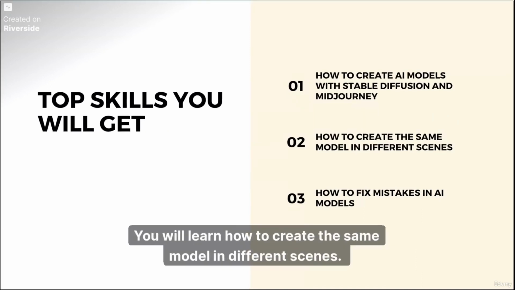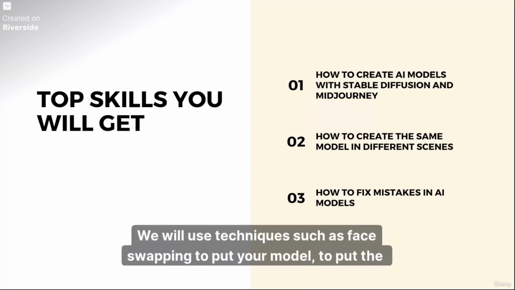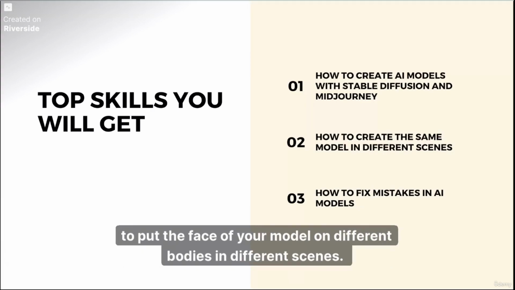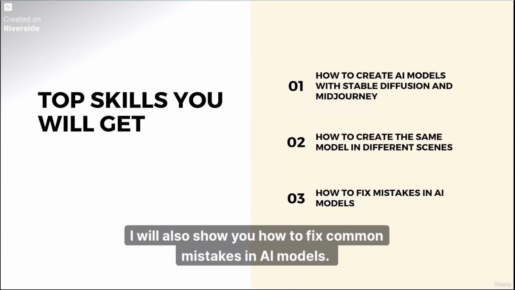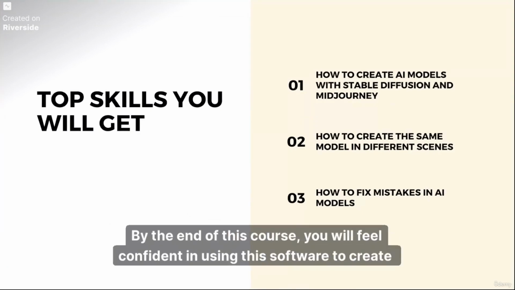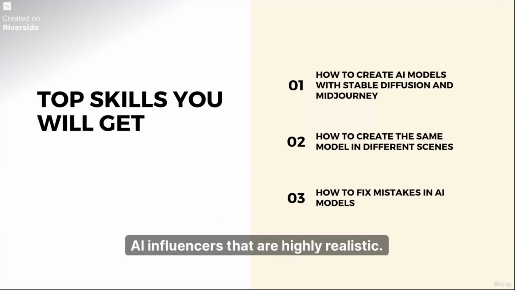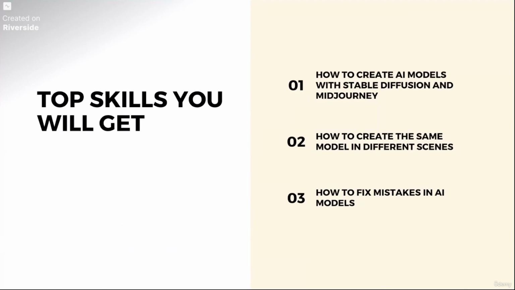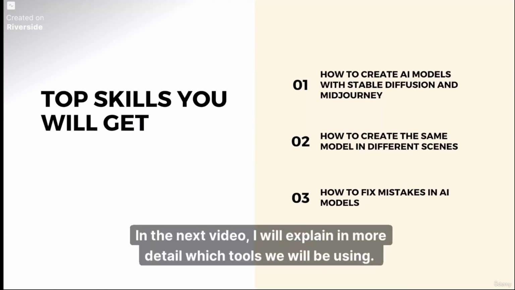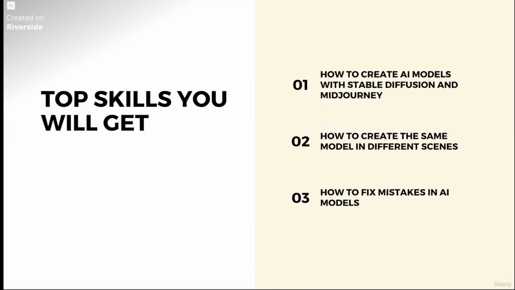You will learn how to create the same model in different scenes. We will use techniques such as face swapping to put the face of your model on different bodies in different scenes. I will also show you how to fix common mistakes in AI models. By the end of this course, you will feel confident in using this software to create AI influencers that are highly realistic and that you can promote on Instagram or other social media. In the next video, I will explain in more detail which tools we will be using.